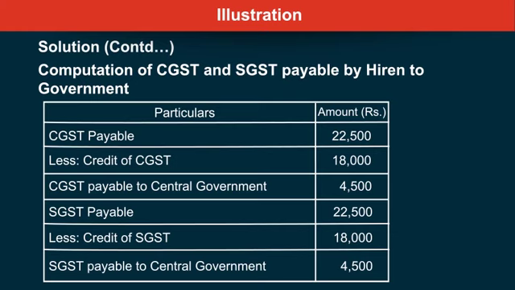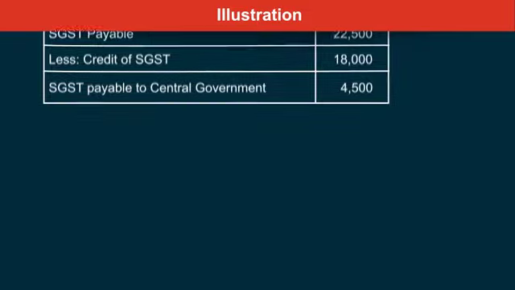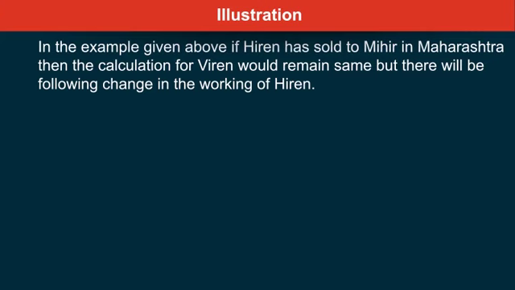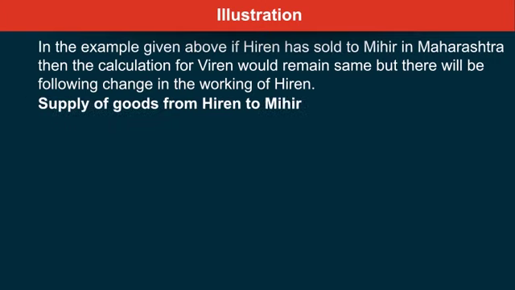But let us say in the same case, if Mr. Hiren is not selling the product to a person in the same state, but he is selling the product to someone else who is staying in another state, then let us take an example that if Mr. Hiren has sold this product to Mr. Mihir in Maharashtra, then what will happen? Now in such case, the calculation for Viren to Hiren will remain as is because both Viren and Hiren are staying in the same state. But when Hiren is selling the product to Mr. Mihir in Maharashtra, then both of them are staying in two different states and therefore IGST will come into picture.